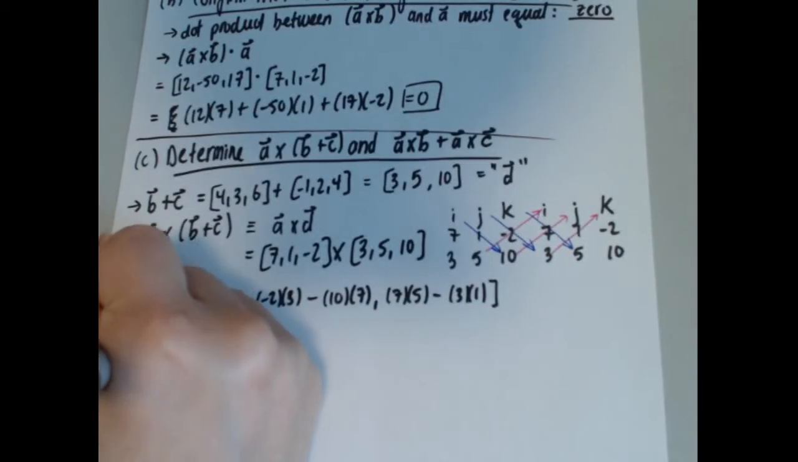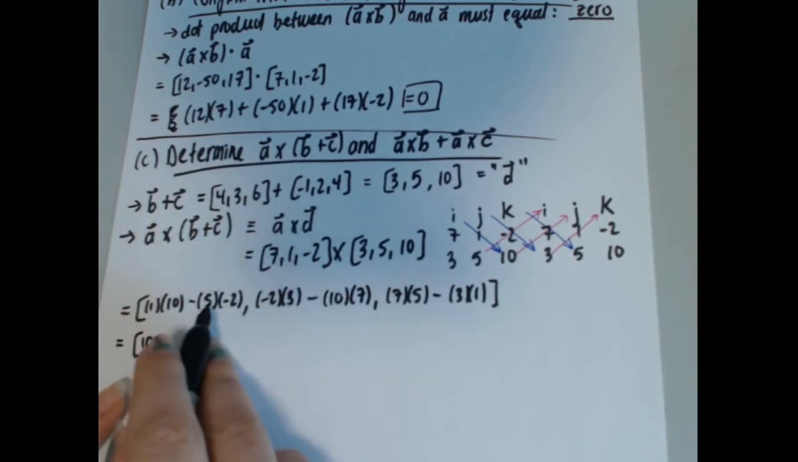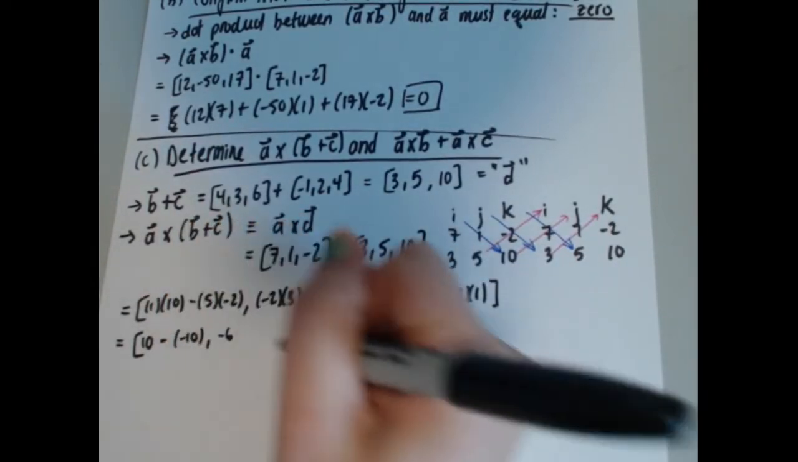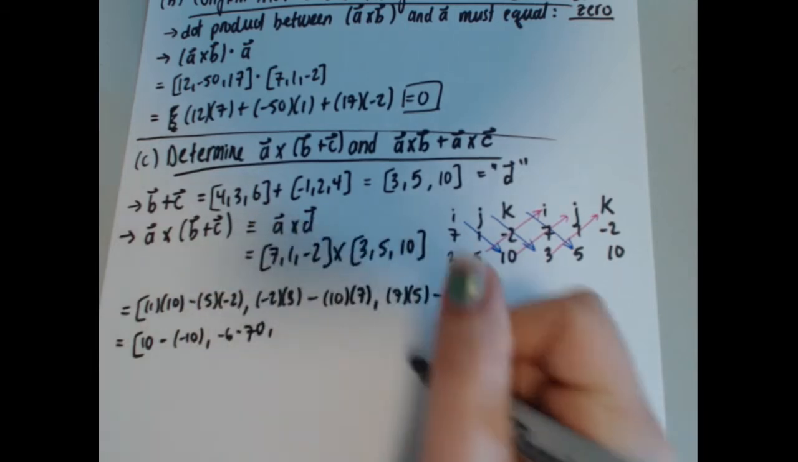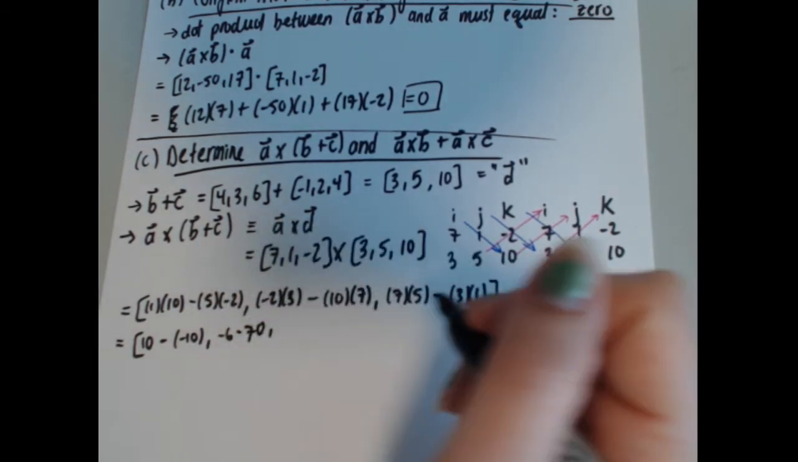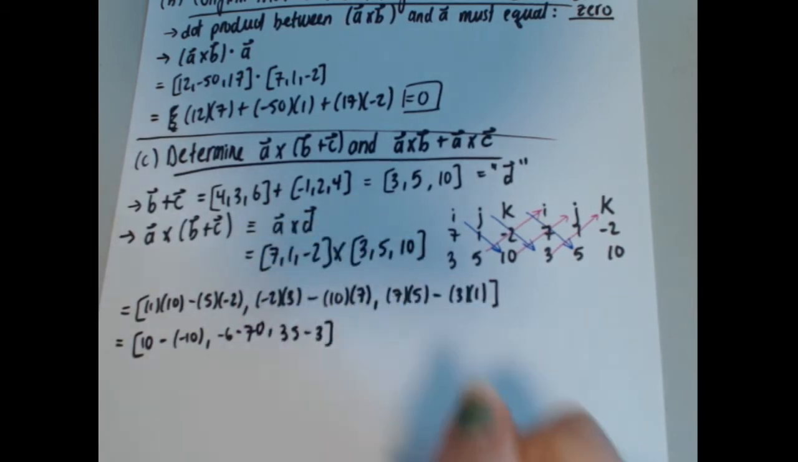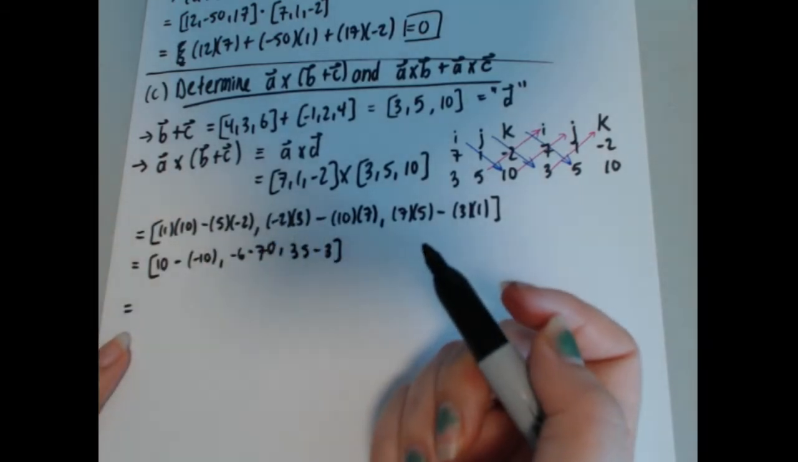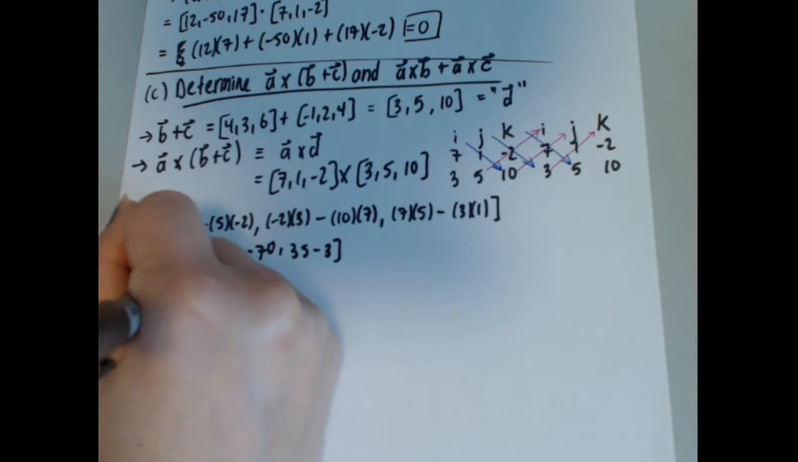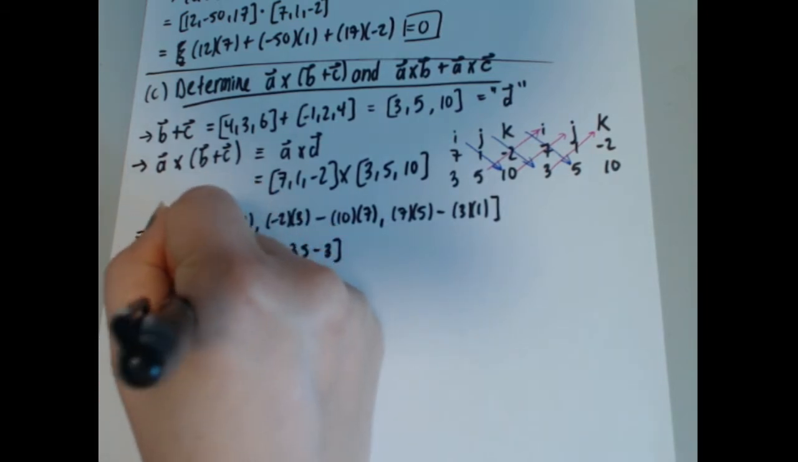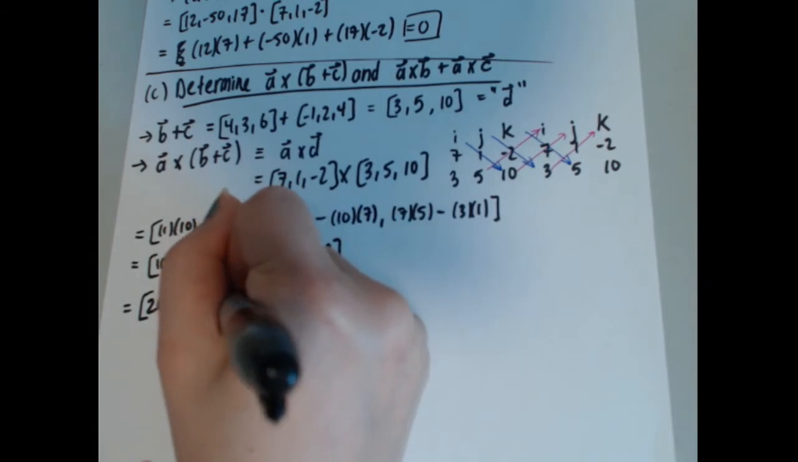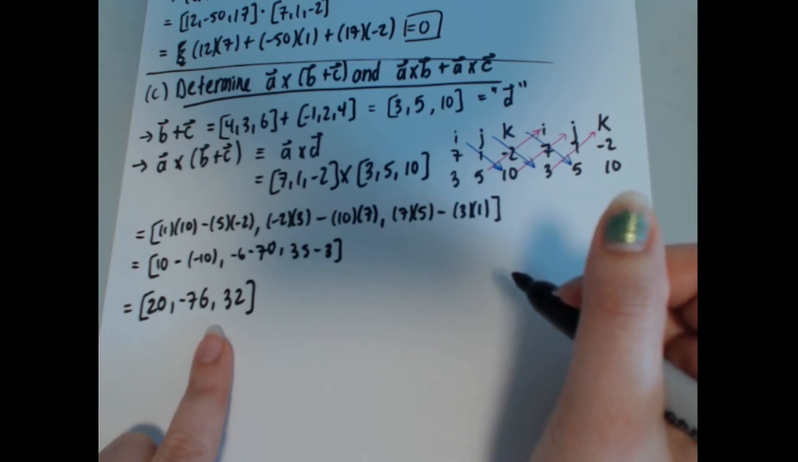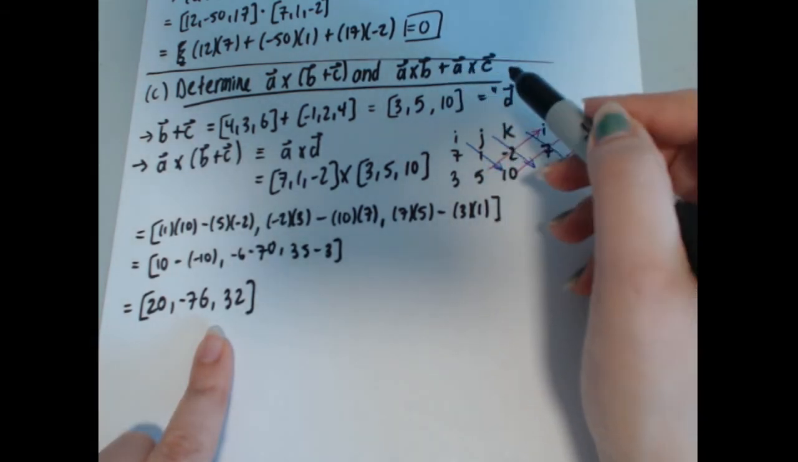Okay, so let's see what we got. We've got 10 minus negative 10. Okay, we've got negative 6 minus 70. And we've got 35 minus 3. So 10 minus negative 10, that's 10 plus 10, which is 20. Negative 6 minus 70 is minus 76. 35 minus 3, that's 32. So there's A cross B plus C. And we're trying to see if that's equal to A cross B plus A cross C.